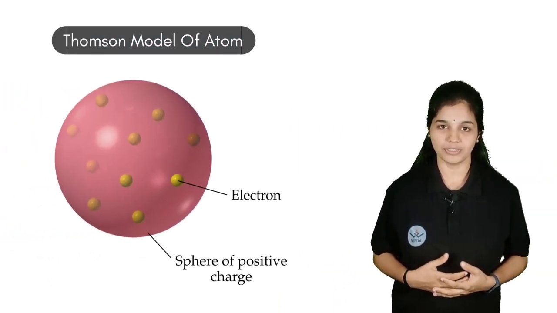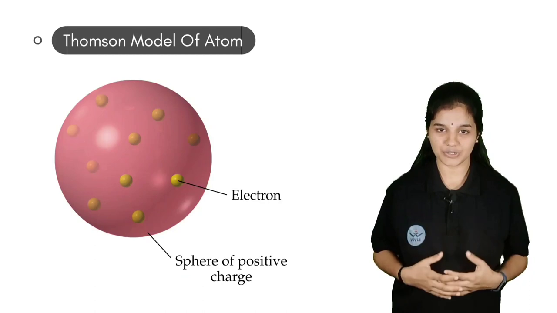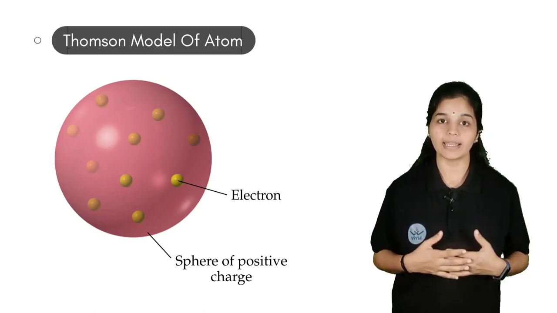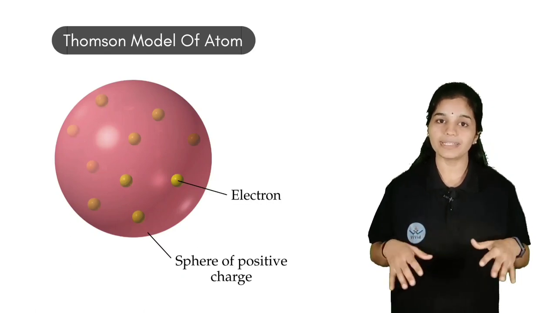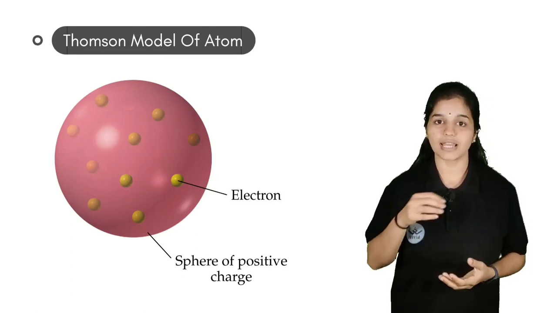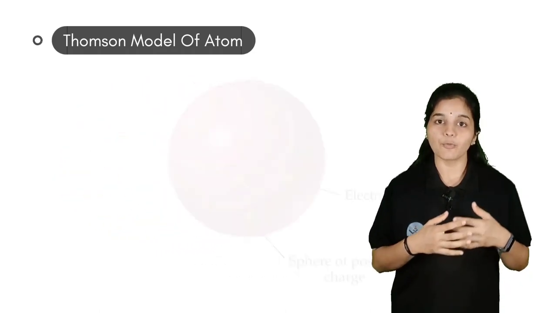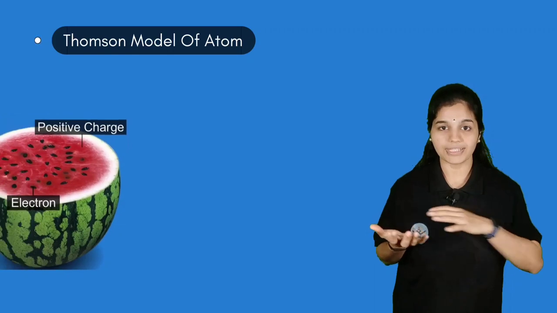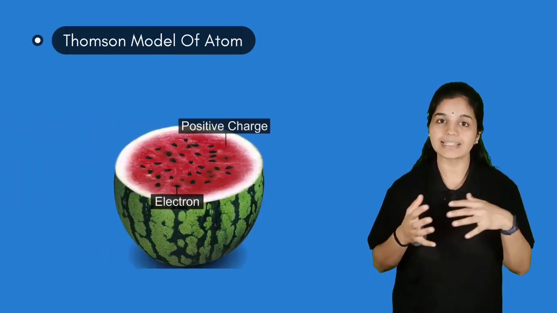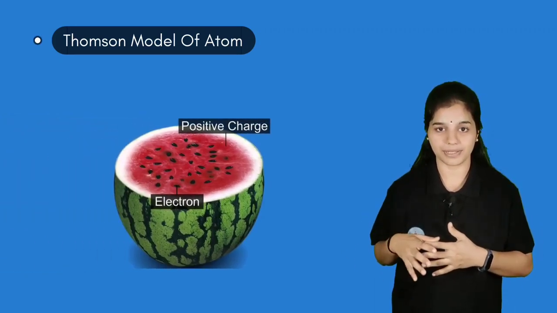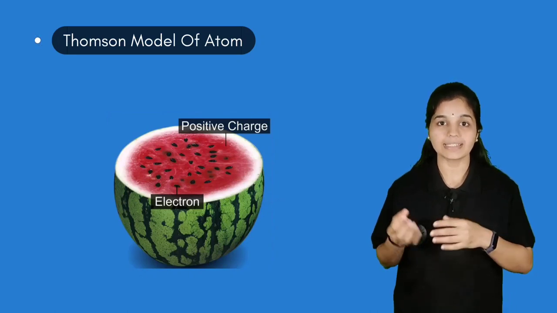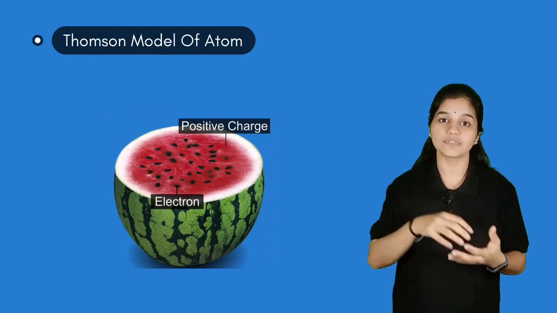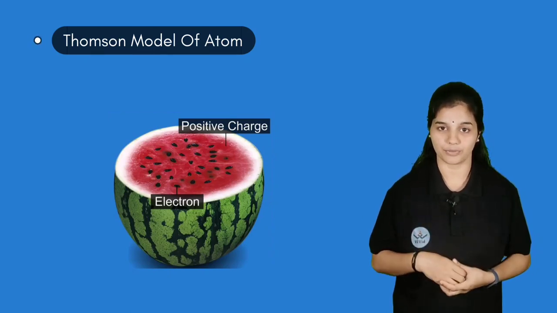According to J.J. Thomson, atom is spherical in shape with a radius of 10⁻¹⁰ meter, and protons are uniformly distributed whereas electrons are embedded within them. If you want to visualize this model, you can consider a watermelon where the reddish part of the watermelon is considered as the protons which are present in the atom, whereas the black color seeds of the watermelon can be visualized as electrons which are embedded in the protons.